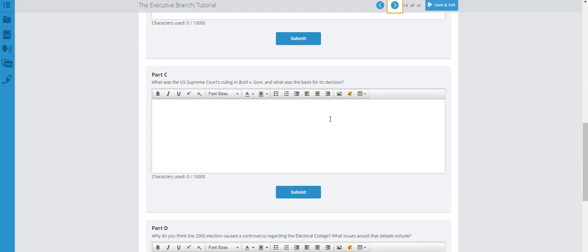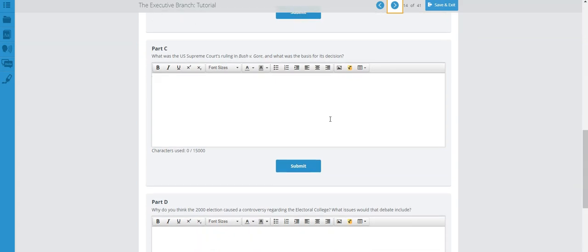Part C is asking, what was the U.S. Supreme Court's ruling in Bush v. Gore and what was the basis for its decision? Again, you have to go back and read that. By the way, the final outcome was that Mr. Bush actually won the election because of the decision that the Supreme Court made. But now you need to be able to explain how that was actually done.